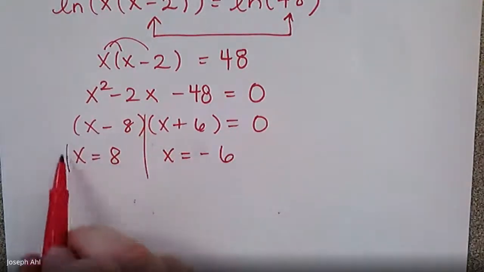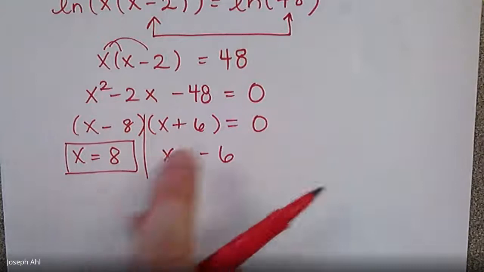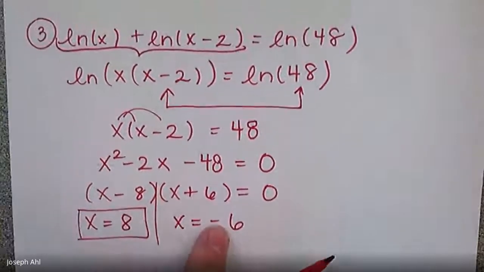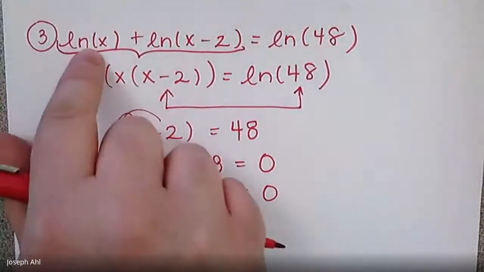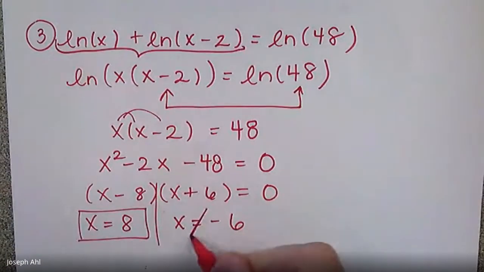Okay, x equals 8 is totally fine. X equals negative 6, though, come back to the original. The ln of negative 6 is going to be really bad news. Okay, can't take the natural log of a negative. So therefore, x equals 8 is the only solution we would accept here.